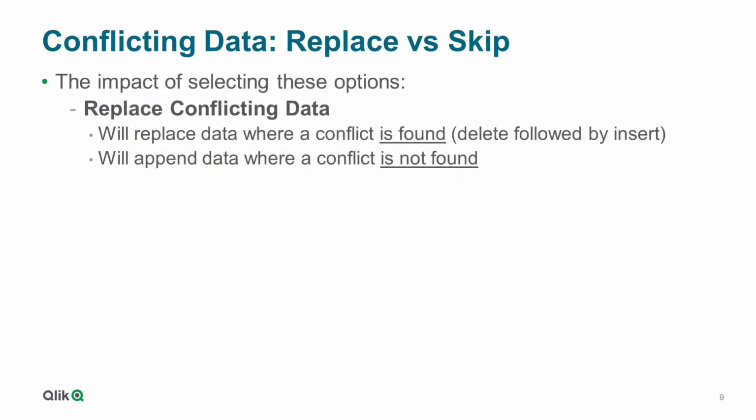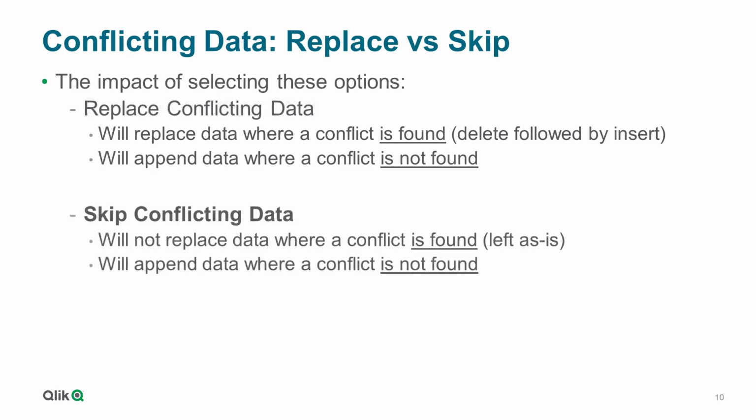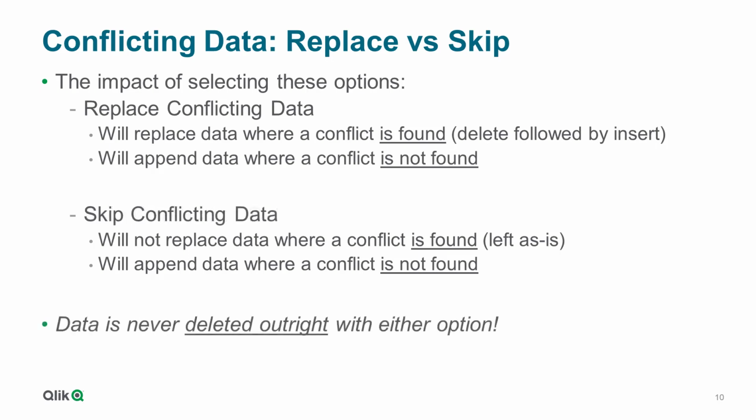Here's the impact of what each option does. Replace conflicting data will replace data where a conflict is found. It will append data where a conflict is not found. Skip conflicting data will not replace data where a conflict is found and so is left as is. It will append data where a conflict is not found. Data is never deleted outright from the target client using either option. Only data replacements or appends will occur.